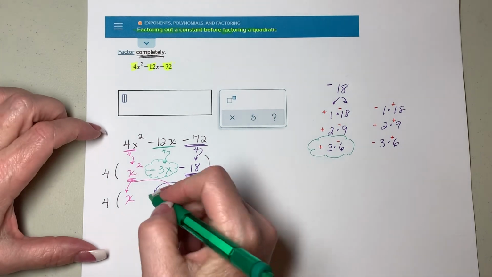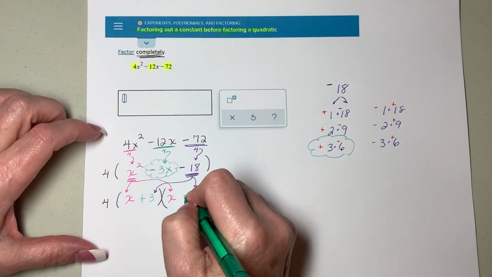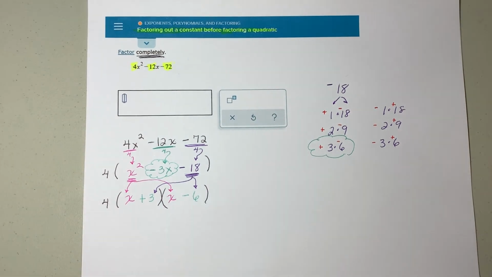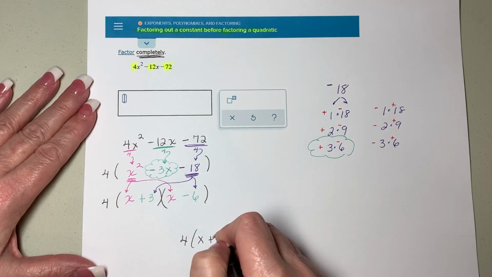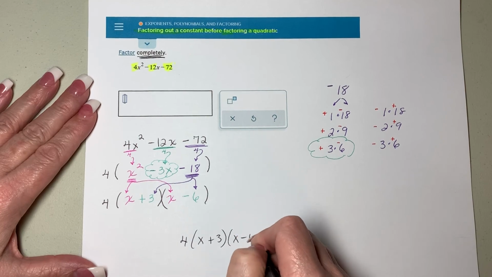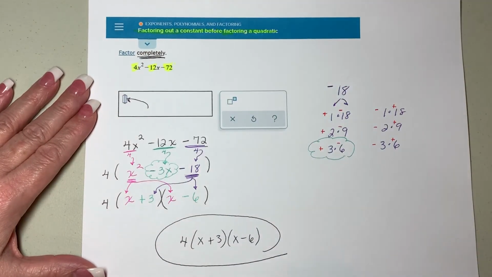Okay. So I'm gonna have an x plus 3 and an x minus 6. So if I wrote it all out in one color, I'd have 4 times an x plus 3 times an x minus 6 as my answer. That's what I'm gonna stick in this box up here.